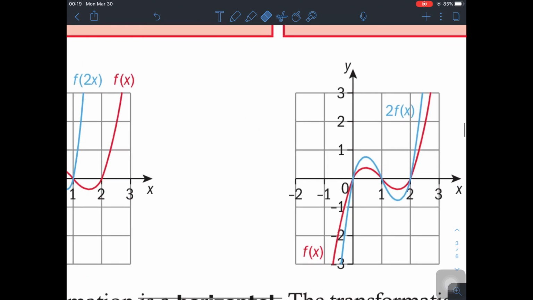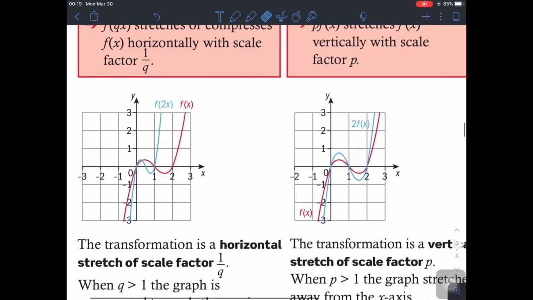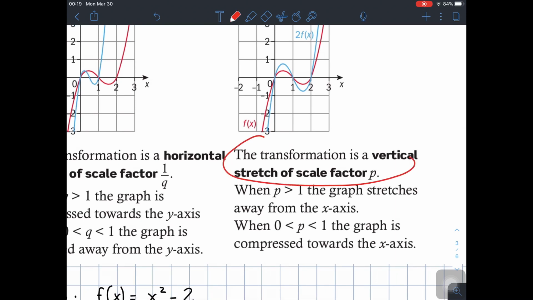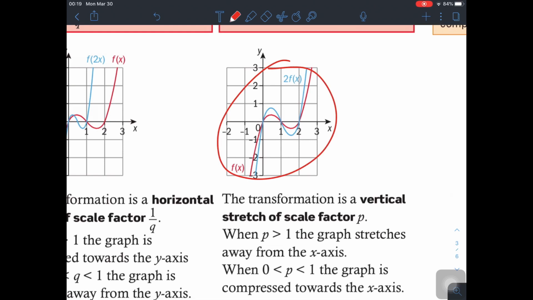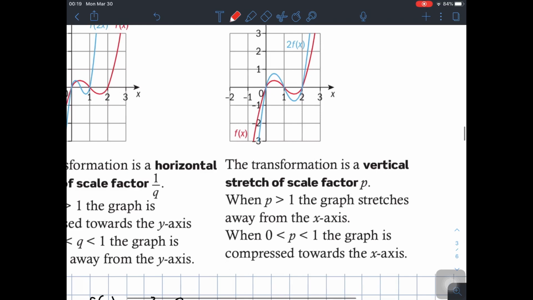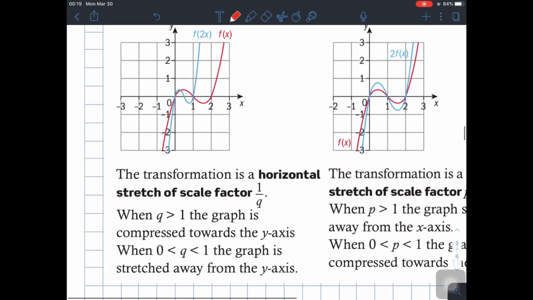In this case over here, okay? So the opposite occurs in each of these cases. So here it says, the transformation is a vertical stretch of scale factor p. When p is greater than 1, the graph stretches away from the x-axis, which is what is happening here, okay? But if the value of p is between 0 and 1, for example, 0.5 or 0.3 or whatever, the graph is compressed towards the x-axis. So it will be closer to the x-axis. And in this case, the opposite occurs.